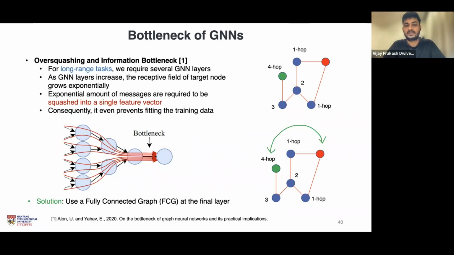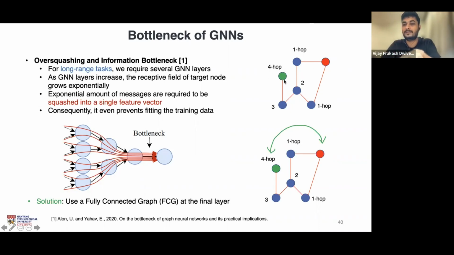Another limitation that arises when we are trying to build deep graph convolutional neural networks is information over-squashing and bottleneck. So let me first introduce what long range tasks are. Consider this example. Suppose we want to predict something for the node denoted by this red color, and we know for a fact that it needs some information from the green node, which is at 1 hop, 2 hop, 3 hop, and 4 hop from the red node.